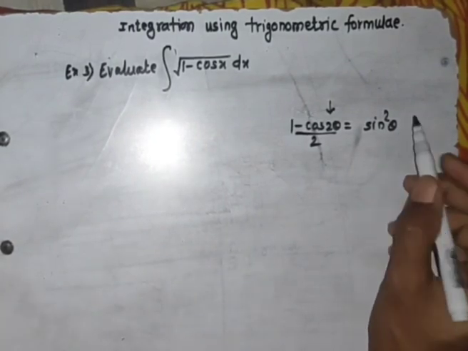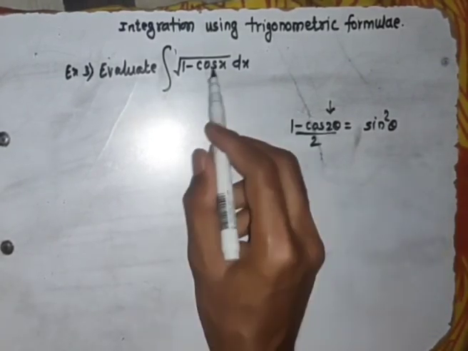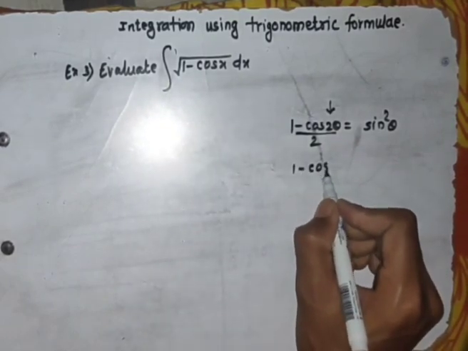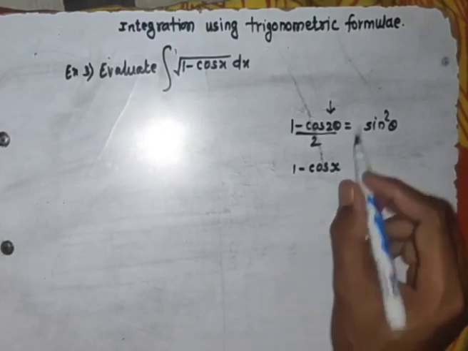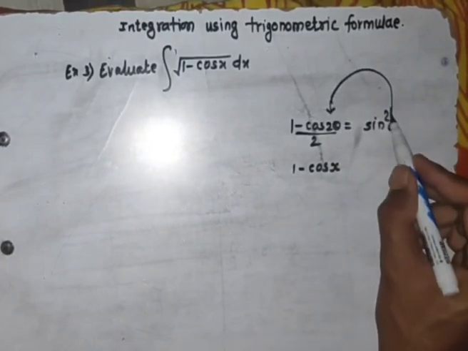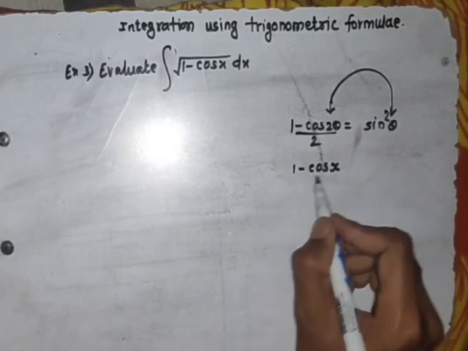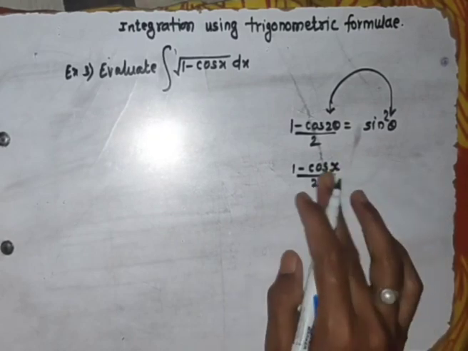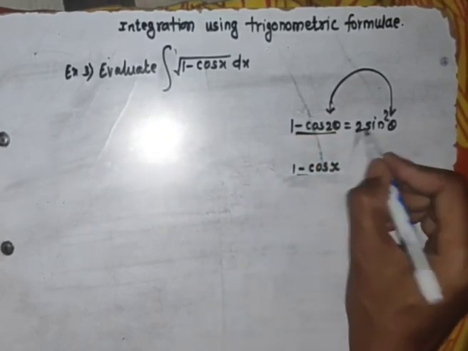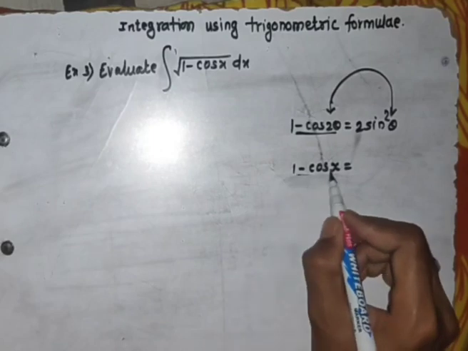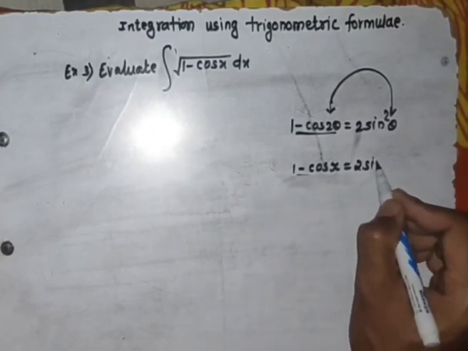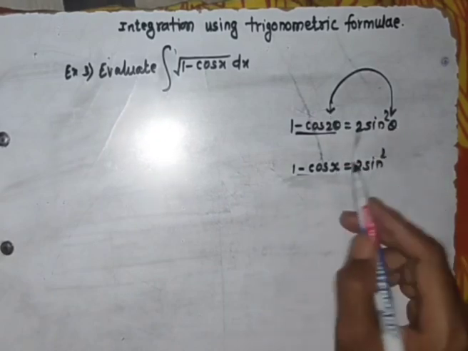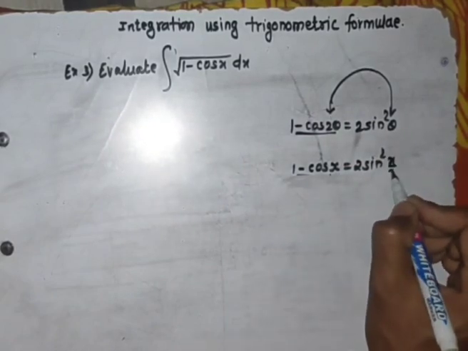Okay, now remember the relation. Here it is 2 theta, in our problem it is single x. Can I write then 1 minus cos of only single x? If here is 2 theta, this gives us single theta. If we are taking single x, then 1 minus cos x can be written as 2 sine square of half of that term, that is x, and half of x will be x by 2.